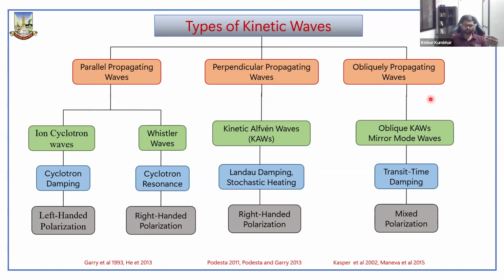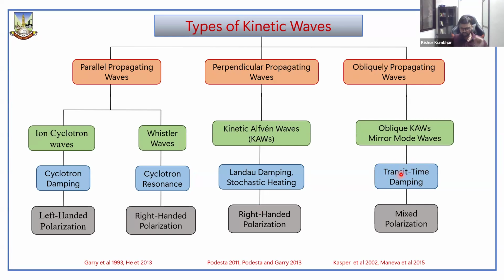This particular branch of waves has two different waves. First one is the oblique KAW waves, which are nothing but your KAW waves, which interact with the process called transit time damping. And unlike the KAW, which had right-handed polarization, in this case they have mixed polarization. And another wave is basically the mirror mode waves. The mirror mode waves are quasi-static waves which are formed between pressure anisotropies, or sometimes due to some instabilities. They again interact just like your KAW with transit time damping, and they are similar to oblique KAWs.